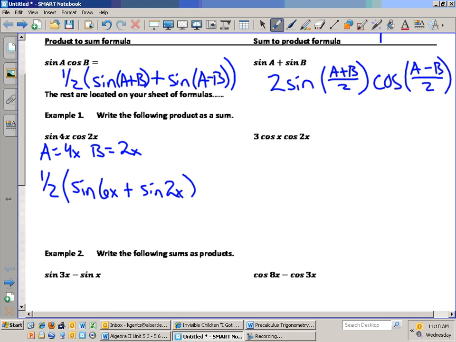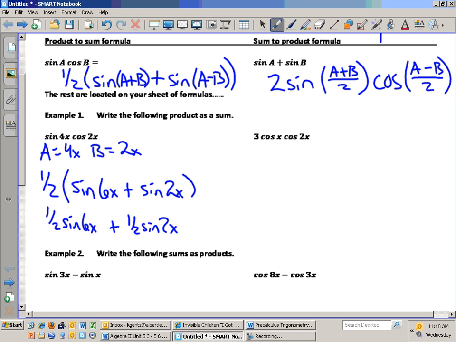That's all you do. If you want to rewrite it like 1/2 sine of 6x plus 1/2 sine of 2x, that would be fine as well. If you want to distribute the 1/2, you'd like to write it all over 2. I would accept any of that. That's all there is to it.